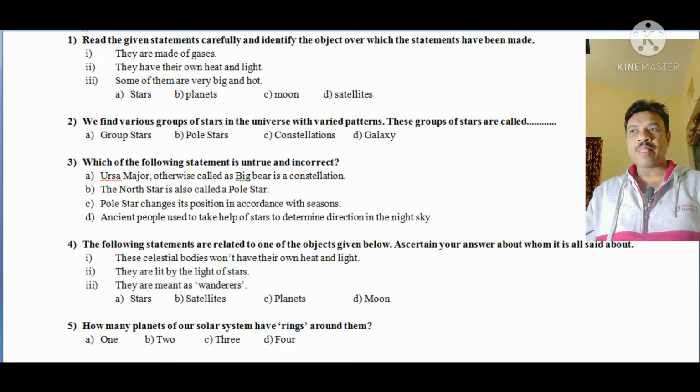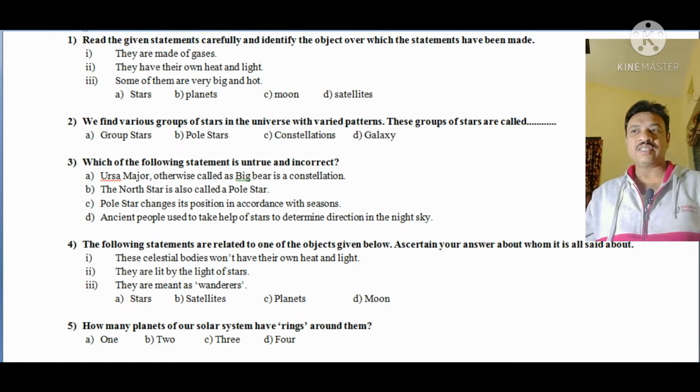The fourth question is given: the following statements are related to one of the objects given below. Make sure that your answer is about whom it is all said. These celestial bodies don't have their own heat and light. They are lit by the light of the sun, and they are known as wanderers. Whether it is stars, satellites, planets, or moon. Here it is given stars. No, stars have their own heat and light, but the first sentence says they don't have their own heat and light, so stars is incorrect.